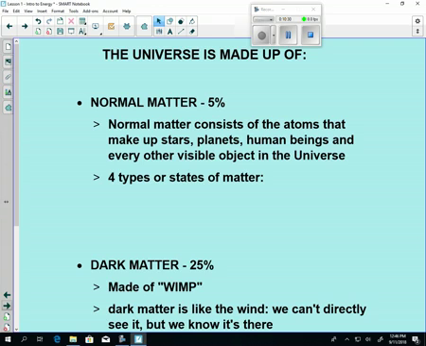So we can call things normal matter, like this. The water we drink, the food we eat. 5% of what's in the universe is normal matter. It consists of atoms, makes up stars, planets, human beings, and every other visible thing we can see.